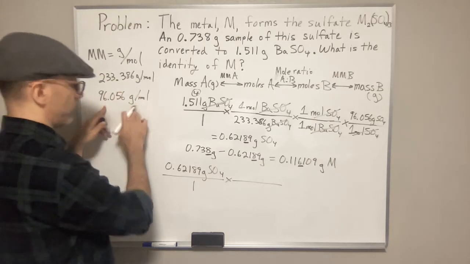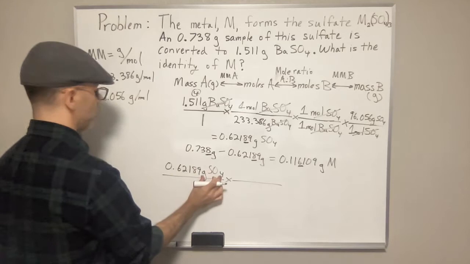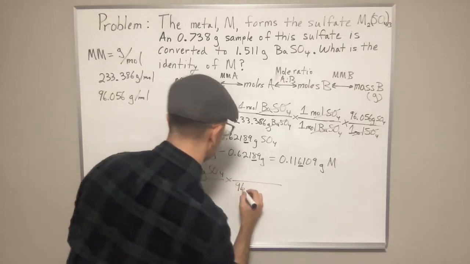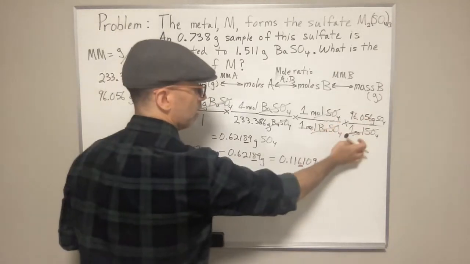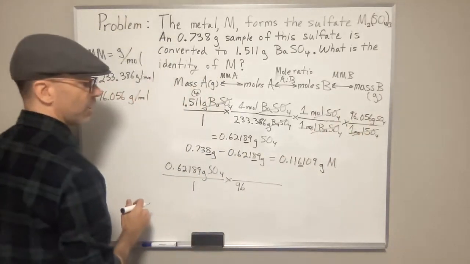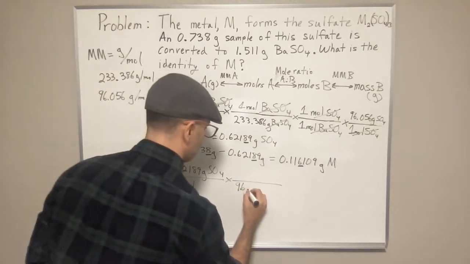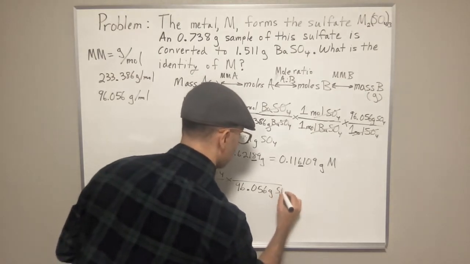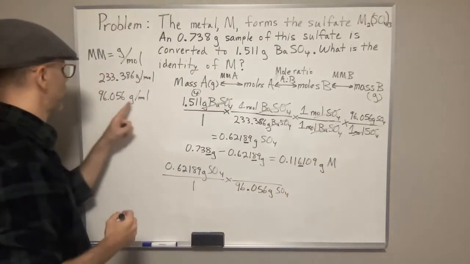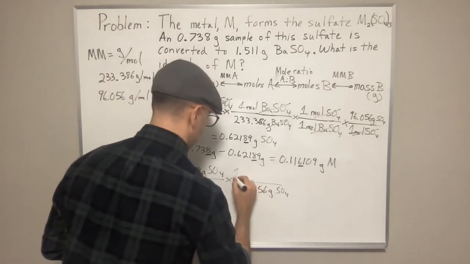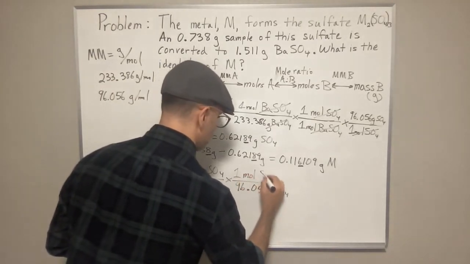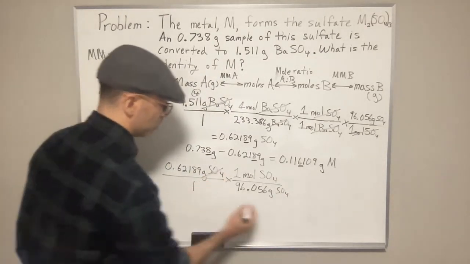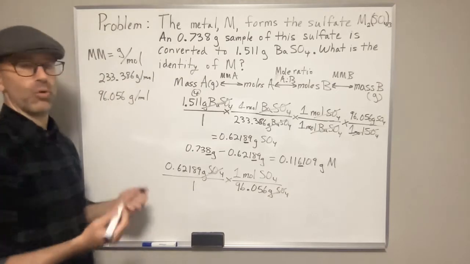So using that molar mass again. I have grams of sulfate on the top here, so I want grams on the bottom. So basically it's the same step here, but I'm flipping the conversion factor. 96.056 grams of sulfate and 1 mole of sulfate on the top. So grams of sulfate cancels out. Now I have moles of sulfate.